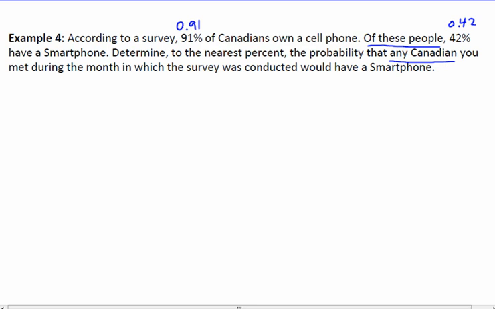Okay? Well, let's start with calling our sets something. So I'm going to use C as representing cell phones. S would then be those who have a smartphone. Okay. So we're going to make our formula that we're used to.